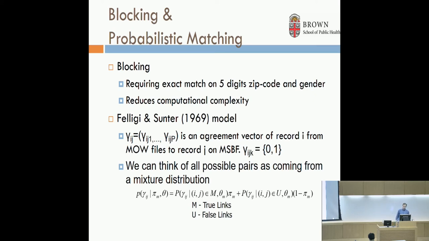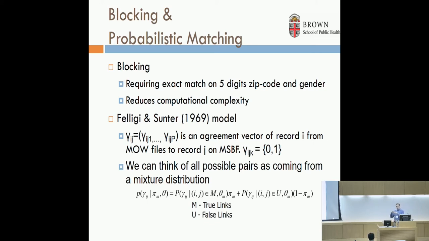In those values, and what we're trying to do is take all possible links. So we have one file of the Medicare file with all the possible people that we decided to keep within a certain 5-digit zip code. So it's within a certain area, and then we are trying to match them with all the possible people that could be matched within that other side. So it gives me all possible pairwise combinations. And all these pairwise combinations come from a mixture of either the ones that I got right that are true matches and those that are false matches.